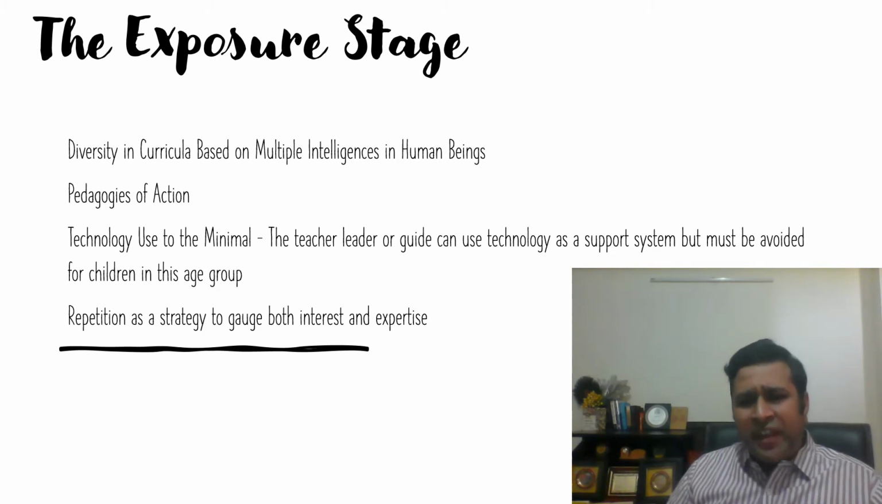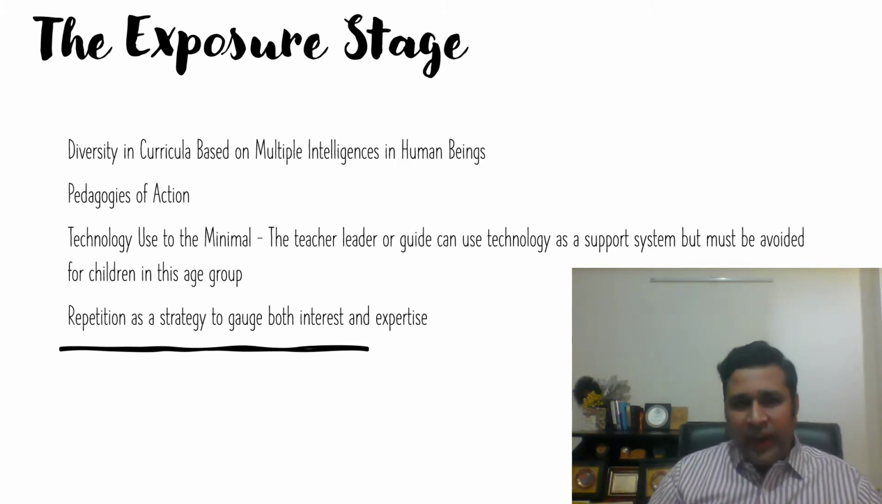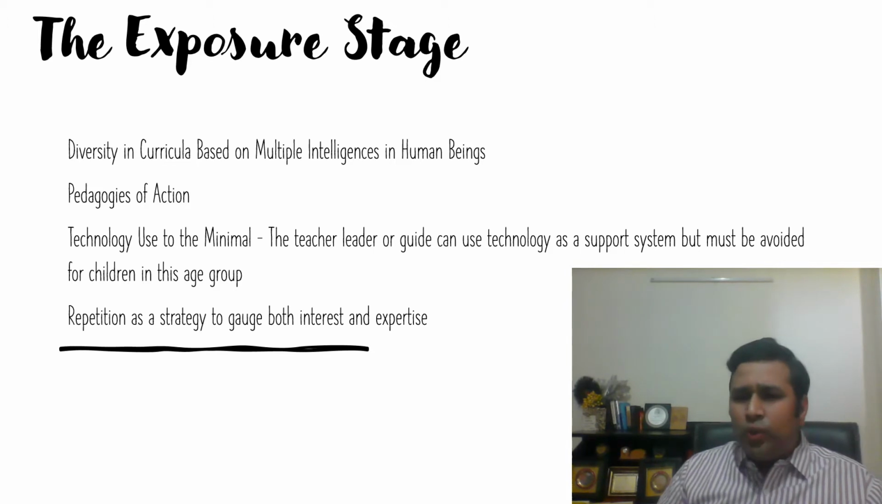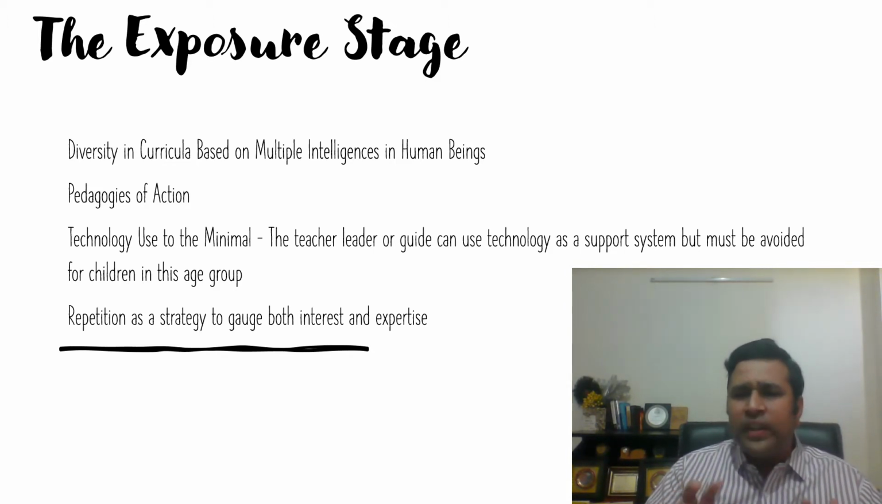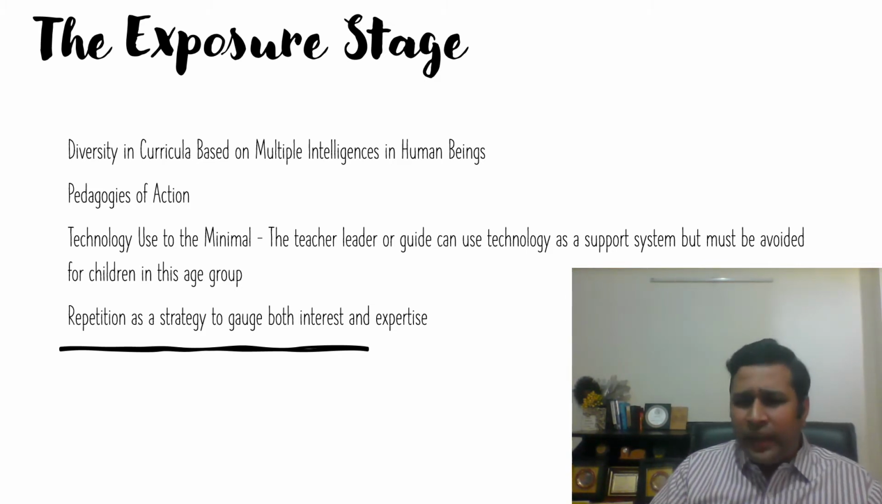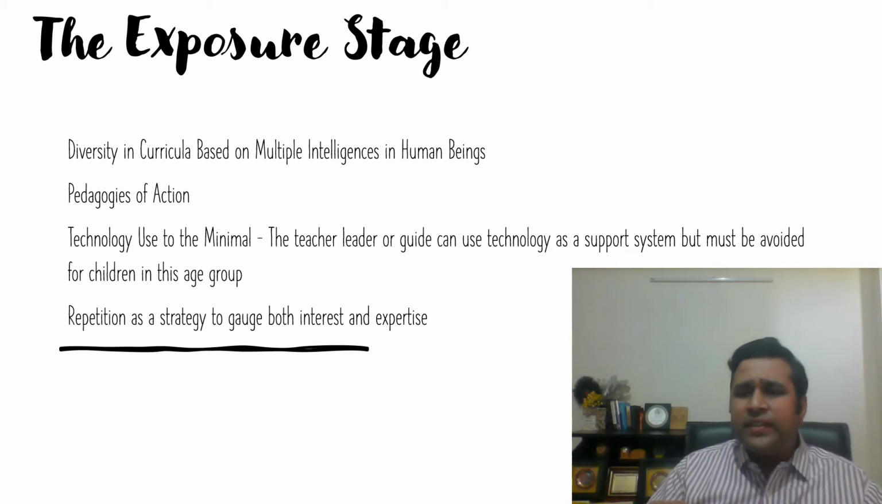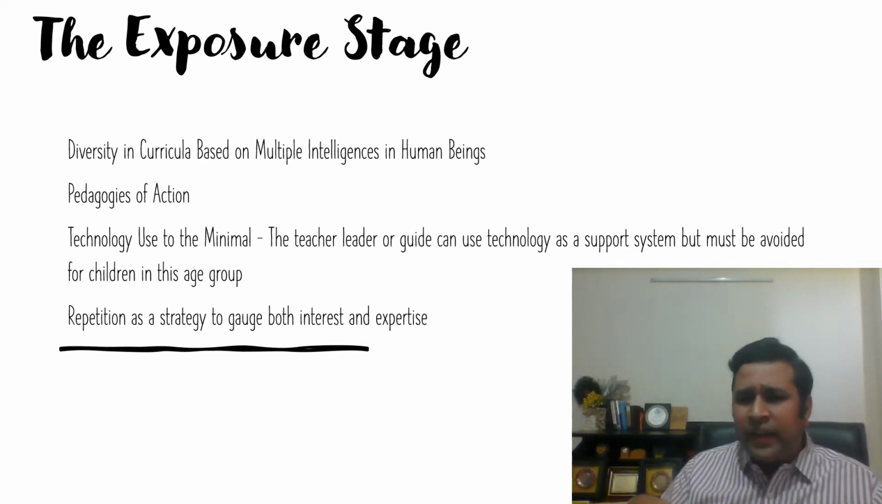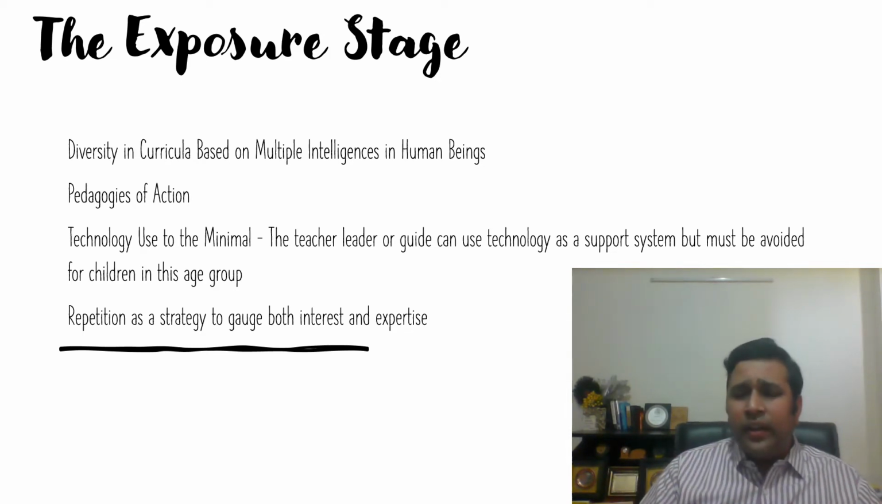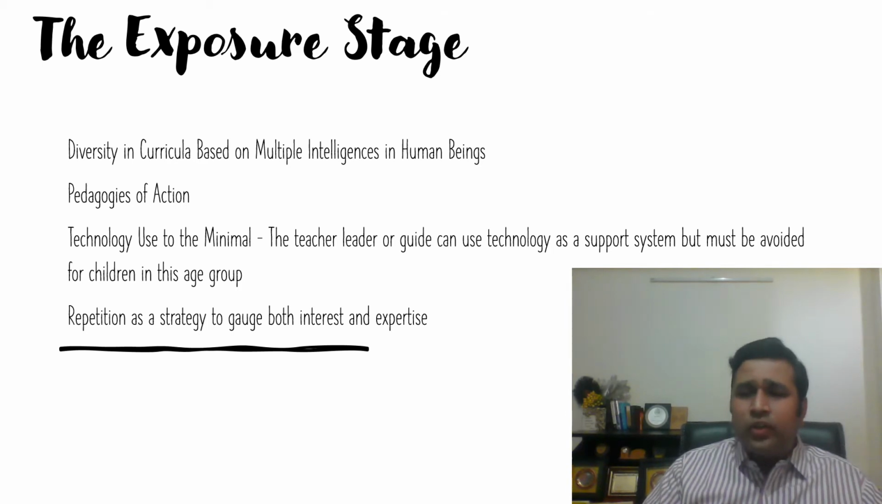Coming to the exposure stage. In the exposure stage, there should be diversity in curricula based on multiple intelligences in human beings. One of the primary things which we have been talking about is that there are 8 kinds of intelligences in human beings. Which you already know, so I need not outline it every time, right? So the intelligences, say for example, are visual, spatial, then maybe interpersonal, intrapersonal, then kinesthetic, etc., etc., right? So linguistic. So all these intelligences are there.